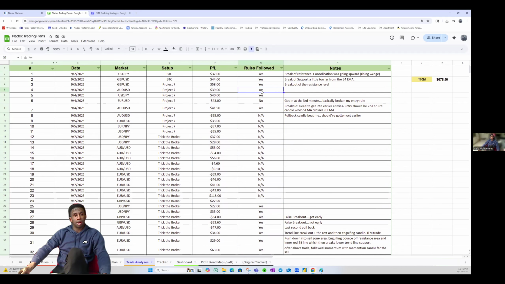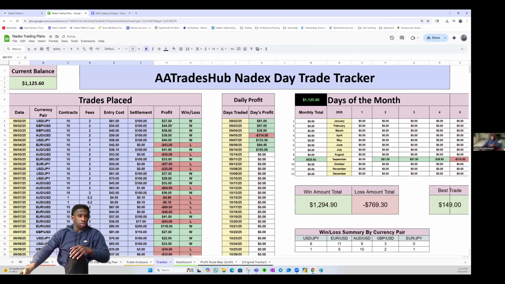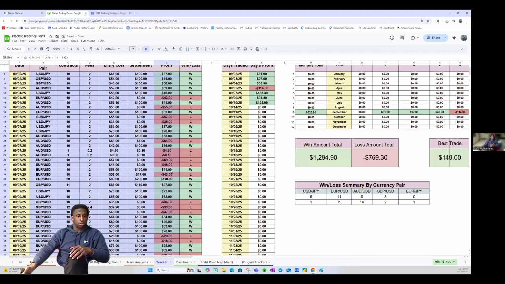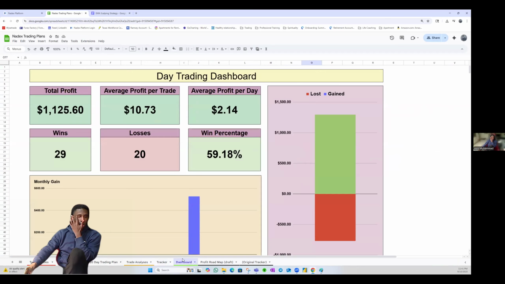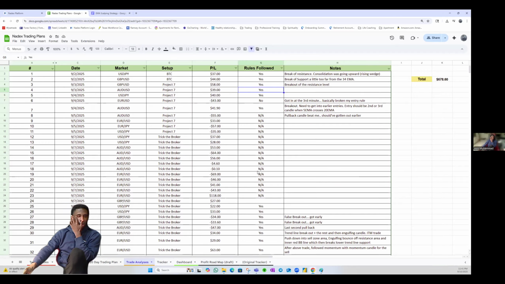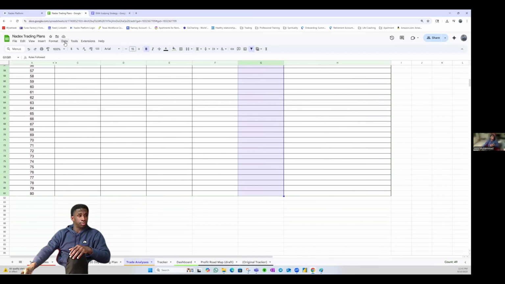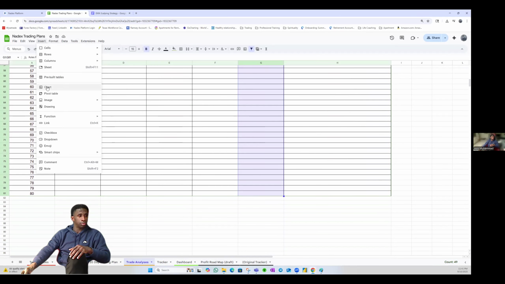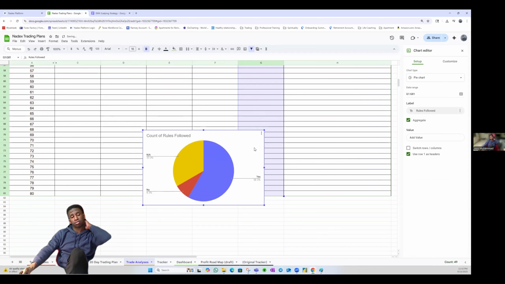Maybe I could do it like that, but I don't got all my trades. I should have all my trades. I must not have added them all in here. 58% of the time I follow my rules, counter rules. I follow my rules 58% of the time.